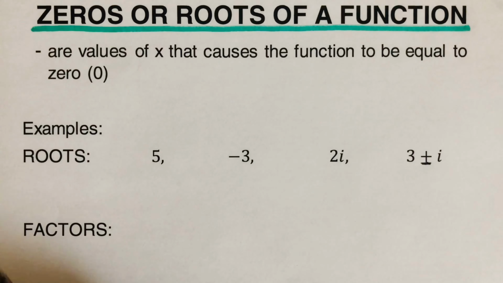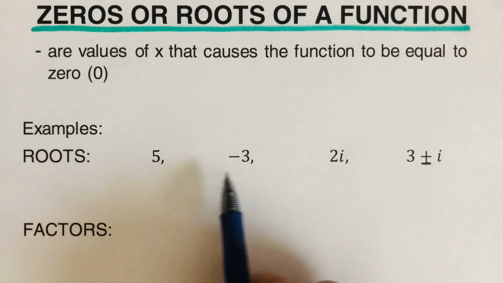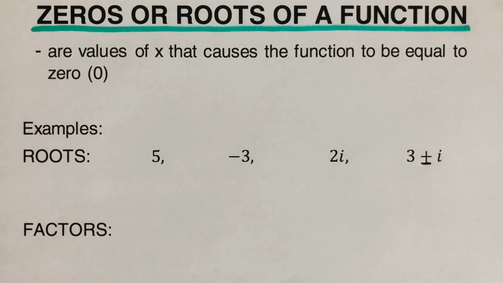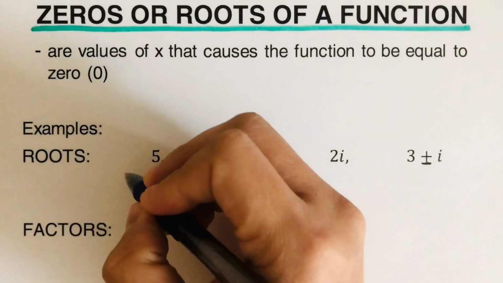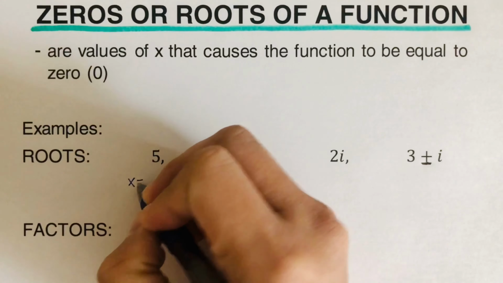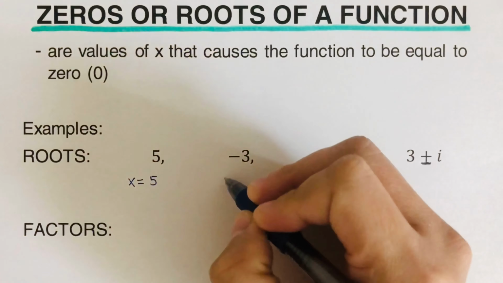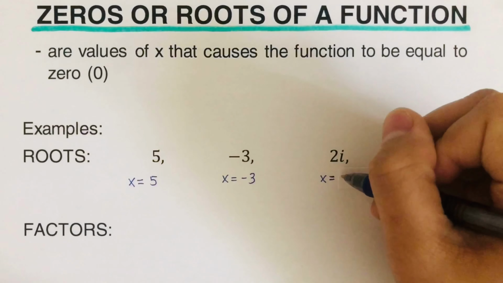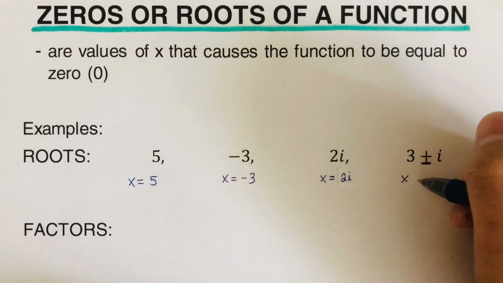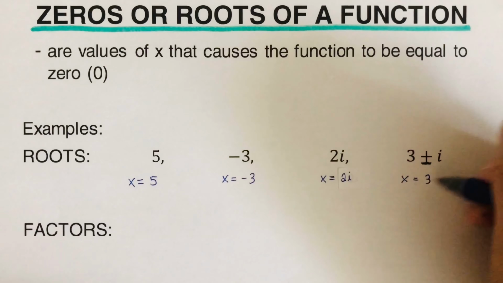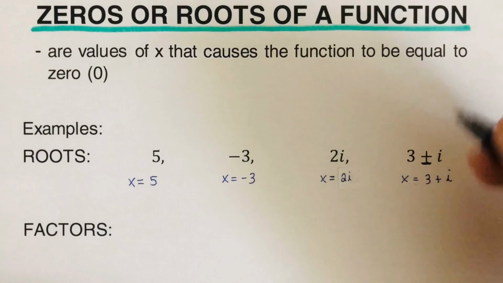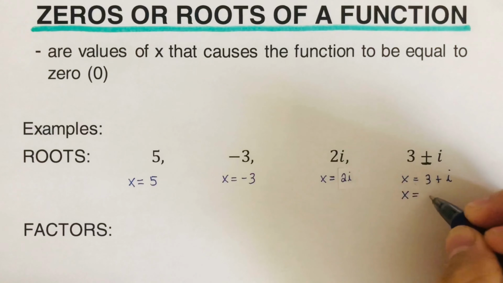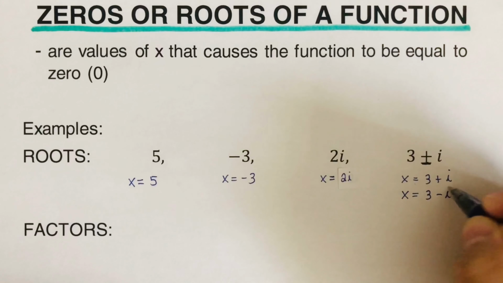So in some problems, they write it this way. The roots are 5, -3, 2i, 3 plus or minus i. In some problems as well, they write it differently. So they write x is equal to 5. They also write x is equal to -3, x is equal to 2i, and x is equal to 3 plus i. And since it's plus and minus, the other one would also be x is equal to 3 minus i.